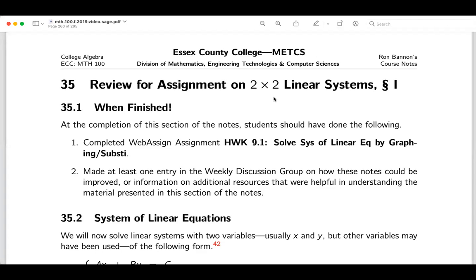Okay, we're in section 35 of the notes. This is the assignments, or the material in 2x2 linear systems. What we're doing here is we're solving linear systems by two different methods. We're going to be given two equations, they're lines. We're going to graph those lines and find a point of intersection.